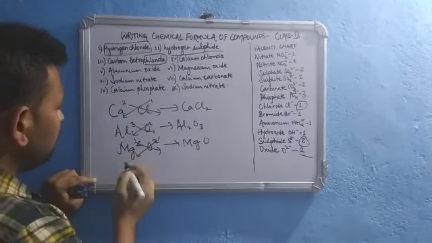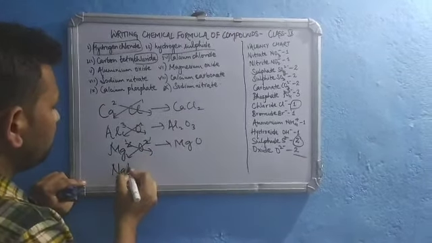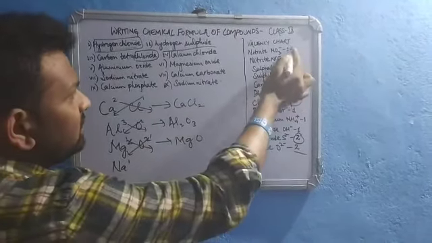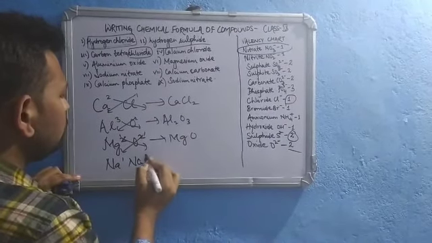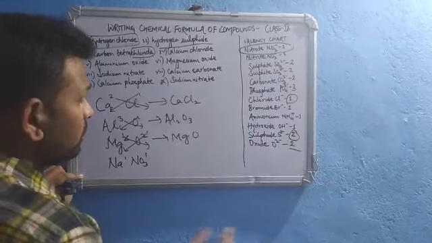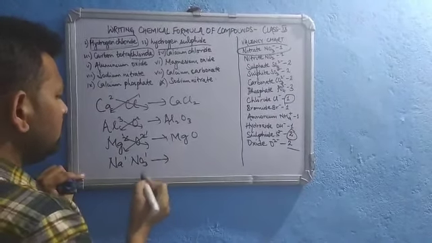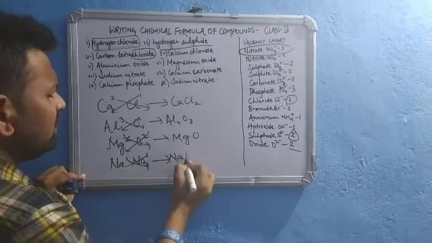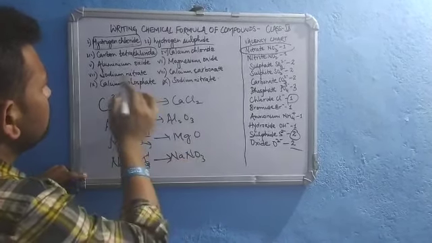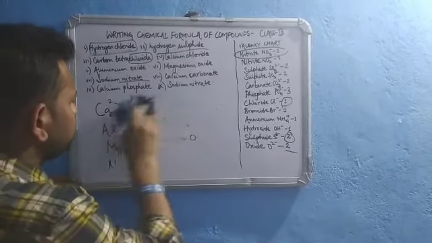Let's talk about sodium nitrate. Sodium, what is the valency? It's 1. Nitrate, I have written it here, nitrate 1. So what you need to know is the formulae of these radicals along with their valencies. You'll find them readily anywhere. So 1 and 1 crisscross, doesn't matter, NaNO3. So this is sodium nitrate. Fine.